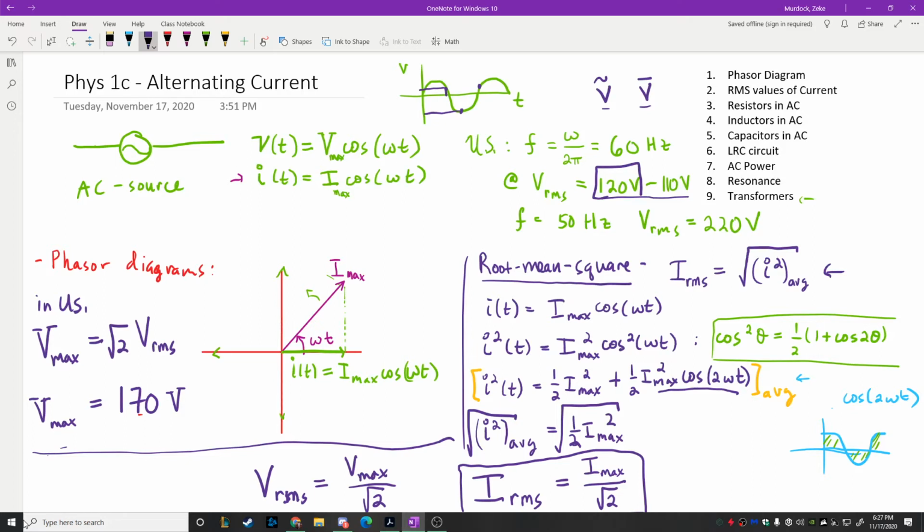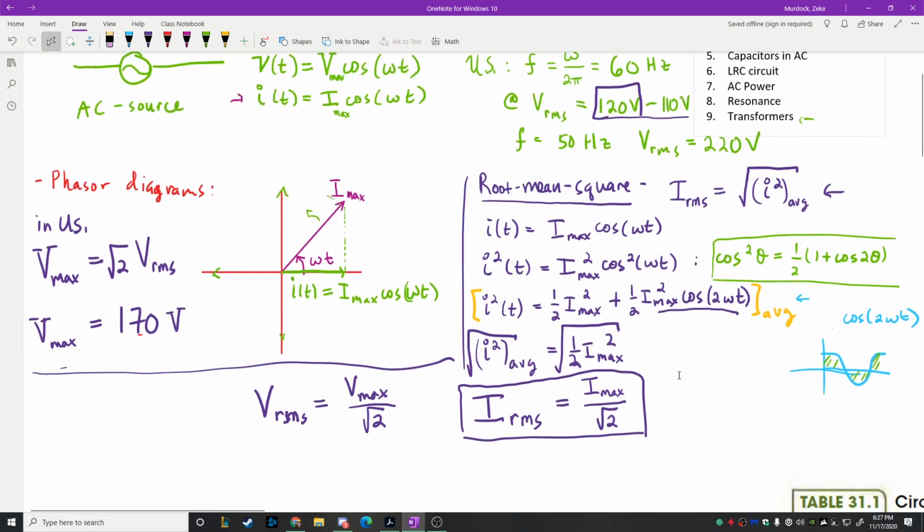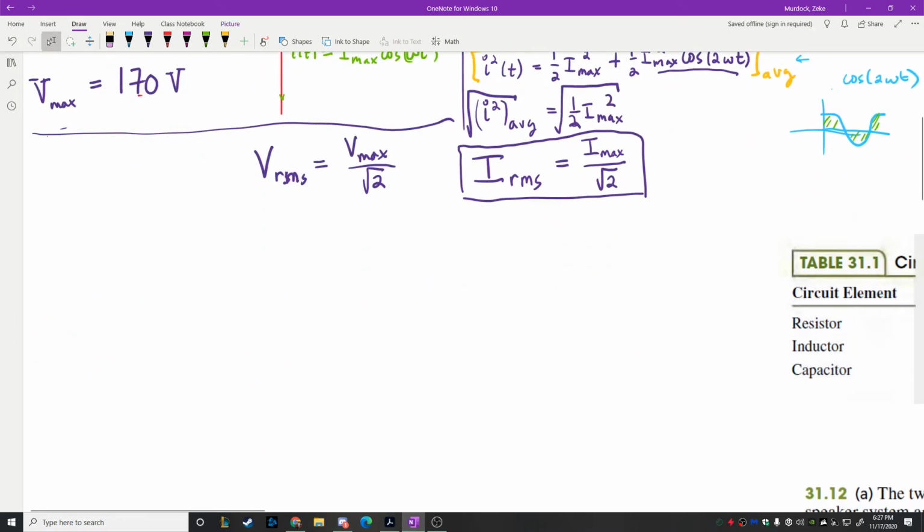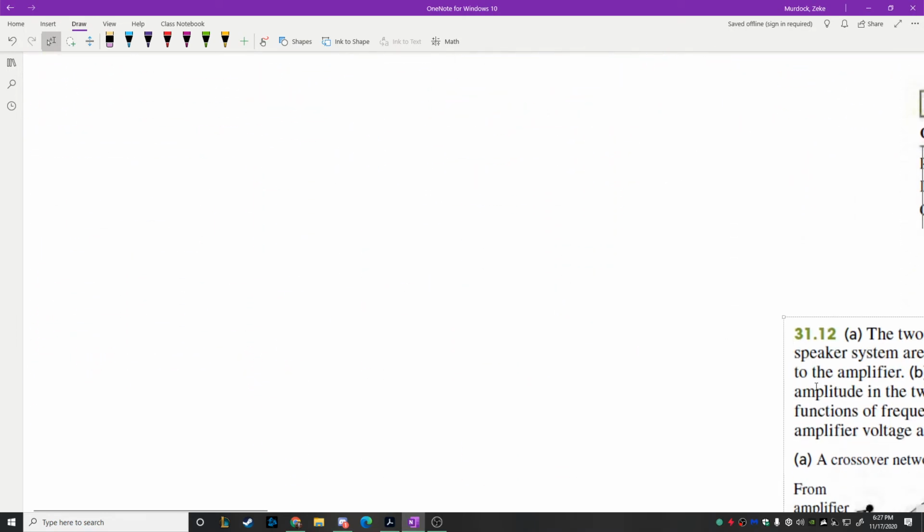Okay. So, the first thing to talk about is, so we did 1 and 2 here. The next thing is going to be resistors and AC current. I thought I moved this over far enough. Maybe I zoomed in too far.